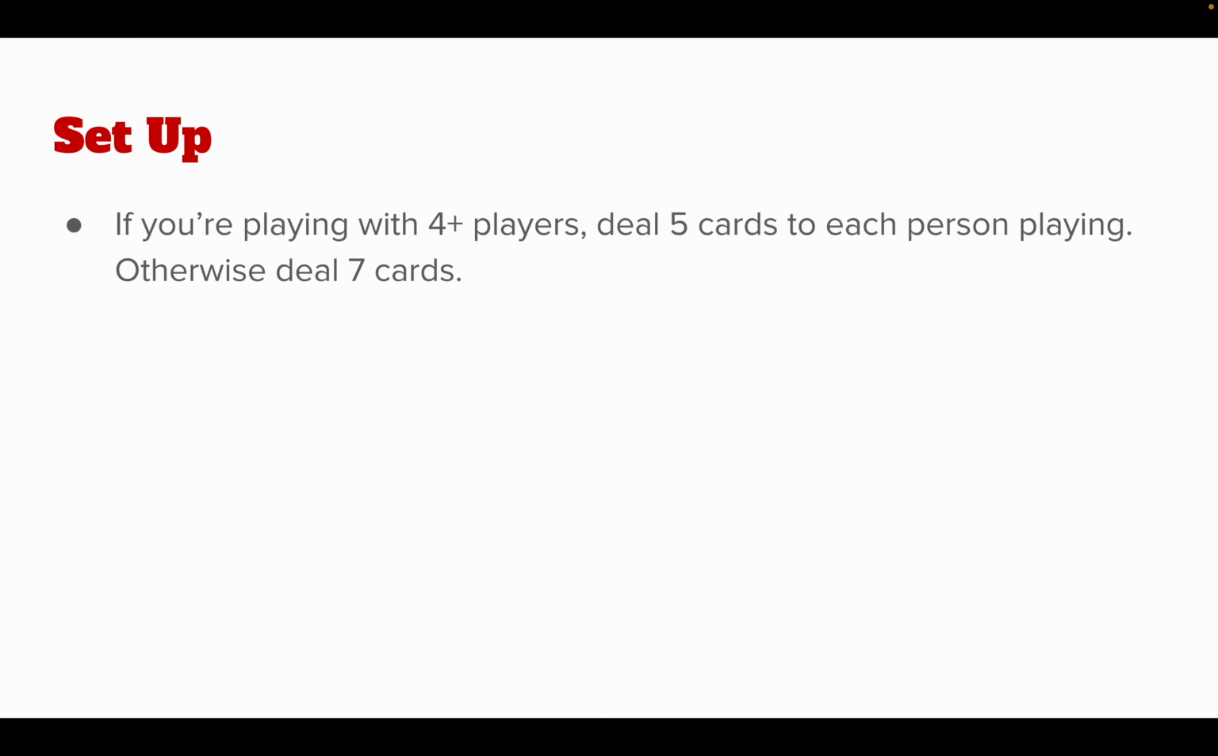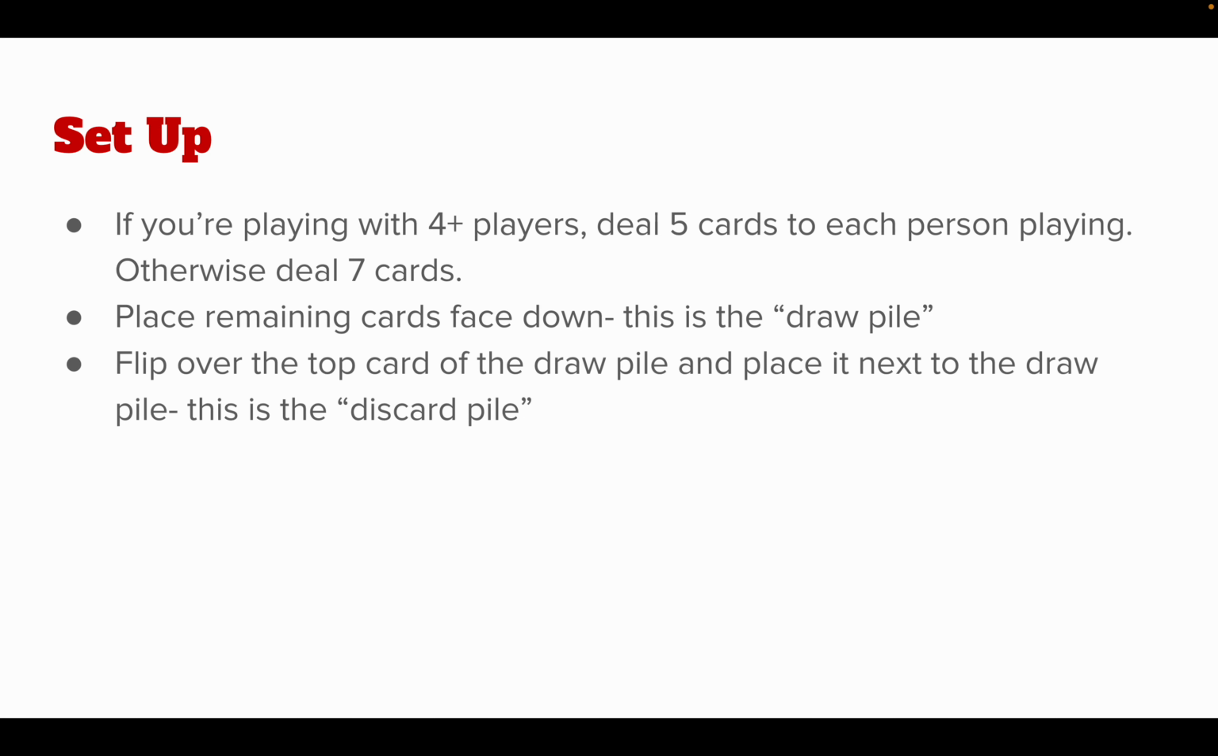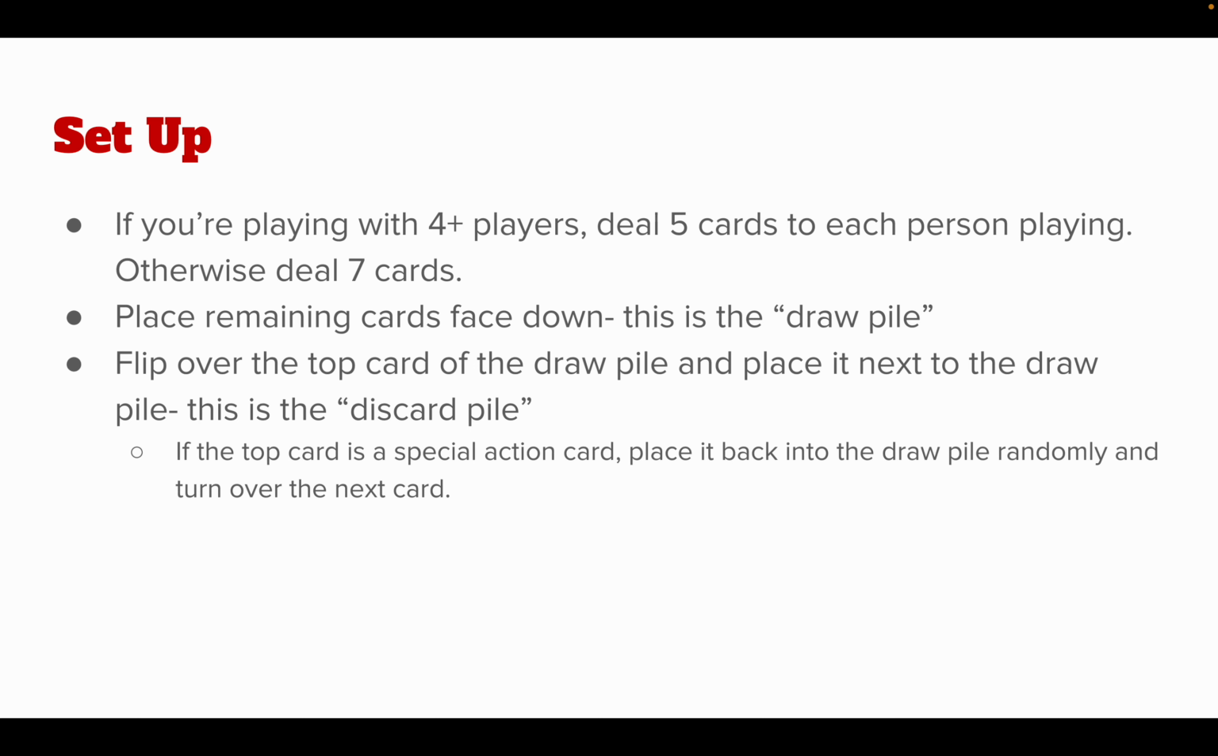To start, the dealer shuffles the deck and deals cards to each player. If you're playing with 4 or more players, deal 5 cards to each player, otherwise deal 7 cards. Next, place the remaining cards face down in the middle of the table. This will be our draw pile. Finally, flip over the top card of the draw pile and place it face up next to it. This is our discard pile. If the top card of the draw pile was a special action card, place it back into the deck randomly and turn over the next card.